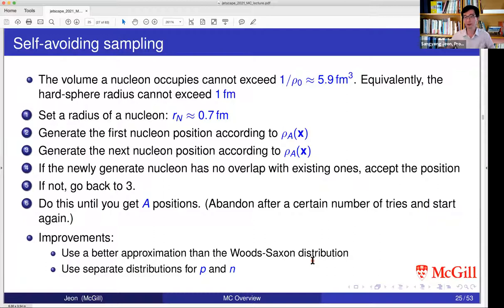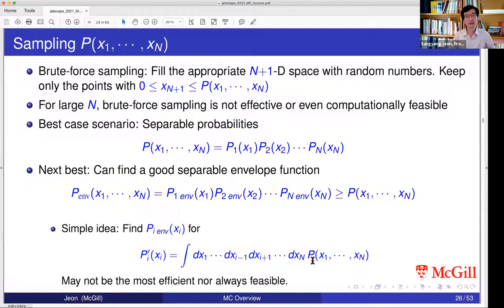Okay, if you generalize this method to n-dimensional probability distribution function, it becomes a bit complicated. Best case scenario is that your n-dimensional probability density can be separated into n one-dimensional ones. Then simple, you just do one-dimensional sampling for each one. Next best case is find a good separable envelope function for each axis.